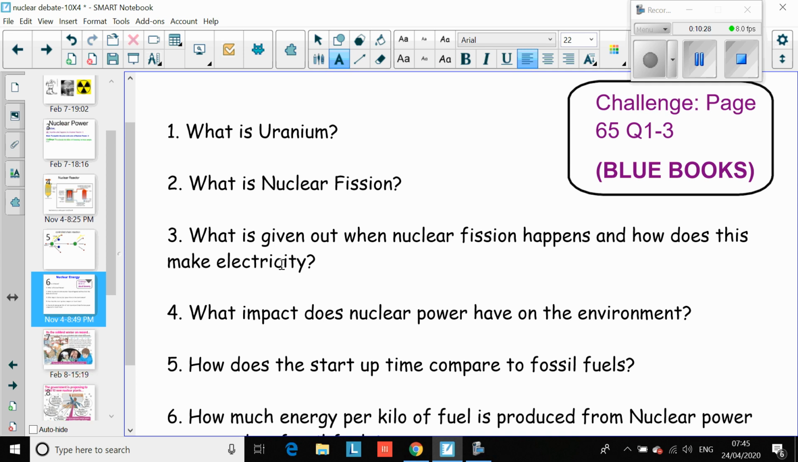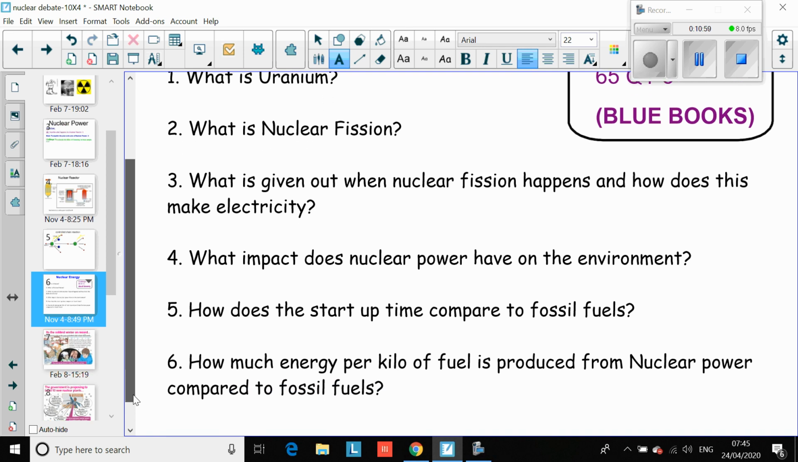How does the startup time compare to fossil fuels? Bad. It takes hours for these things to get up to speed. Okay, so really we can only use nuclear power to generate electricity for things that need to be on all the time. It's there in the background. It's what we call providing base load. It basically gives you the electricity that you need in the national grid all the time. But if there's ever a spike in demand and we need electricity quickly, nuclear power would be rubbish at meeting that demand because it takes hours for it to heat up.